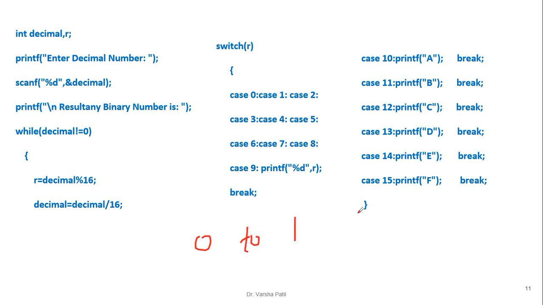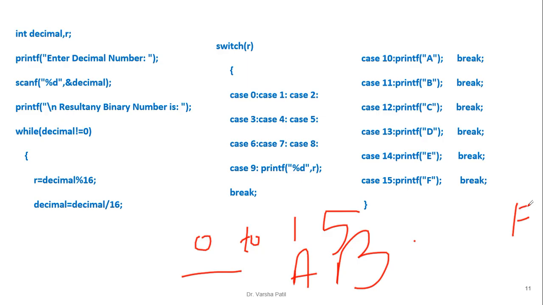0 to 9 we can print as it is, but in the hexadecimal number system, when 10 is there we print A, when 11 is there we print B. In this way we go from A to F, and F is nothing but 15. So here we can use switch case effectively. Now see, we are accepting the decimal number and the resultant hexadecimal. As I have copied the program, some minor mistakes are there, but when you write this program, it is very easy to rectify those mistakes.